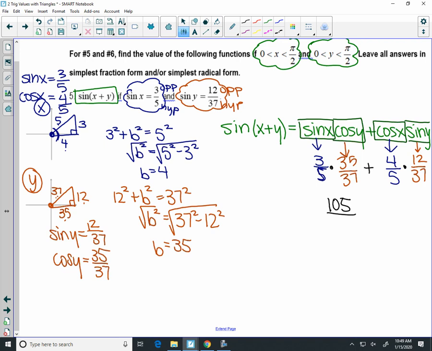5 times 37 is 185. 4 times 12 is 48. 5 times 37 is 185. In that common denominator situation, I have messed something up if I don't have a common denominator. And that goes for these as well as if we were doing cosine of x minus y as well. And then 105 plus 48 is 153.